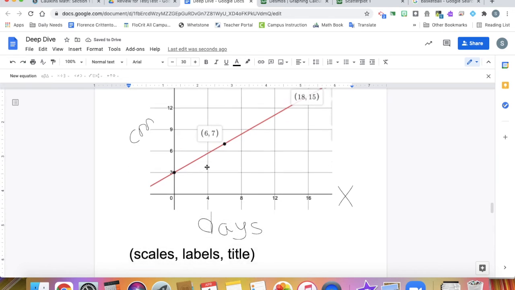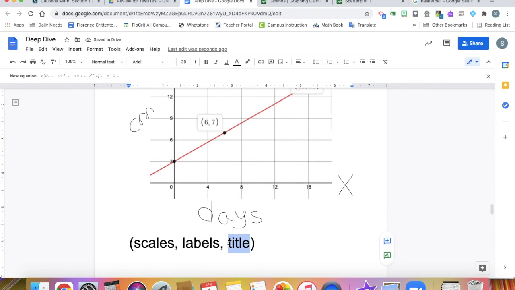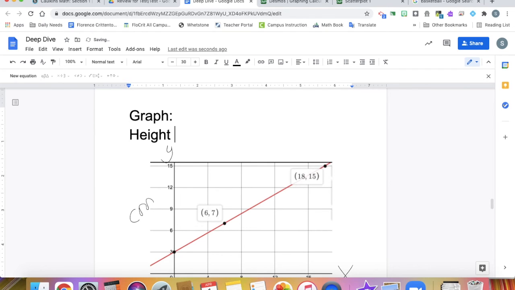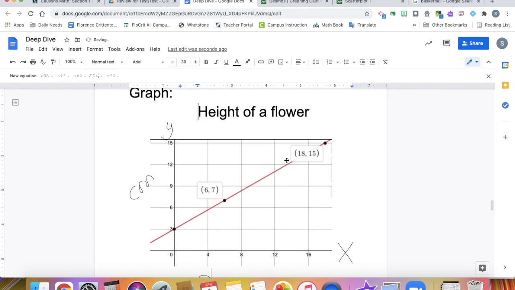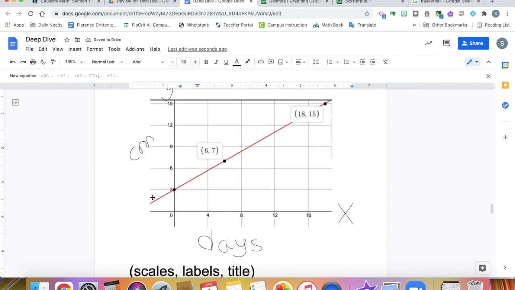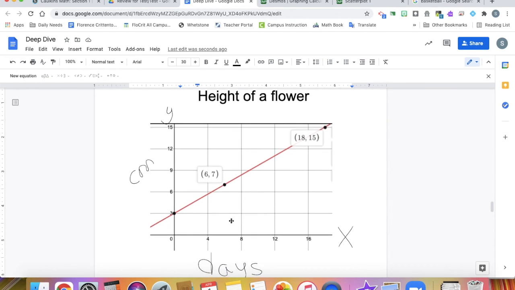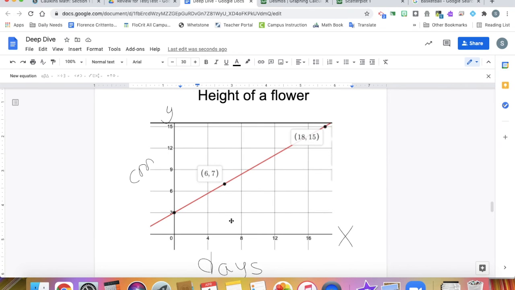And the title of the graph is just what it's actually about. So this graph is height of a flower. So on top, that's what it's about. It's the height of the flower, the heights in centimeters, and then we're talking about after how many days. So your graph would have to look like this for you to get full points on the test, with appropriate scales, labels, and a title.